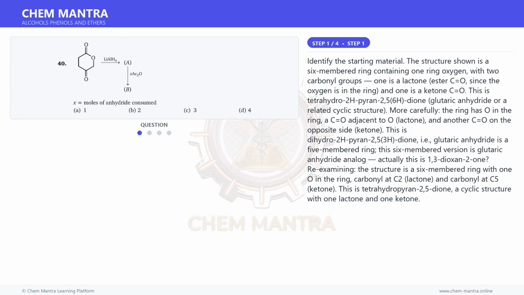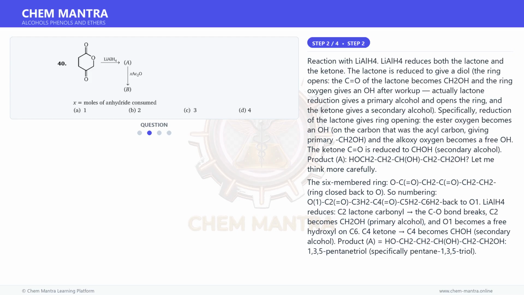This is dihydro-2H-pyran-2,5(3H)-dione. Glutaric anhydride is a 5-membered ring. This 6-membered version is a glutaric anhydride analog. Actually, this is 1,3-dioxan-2-one. Re-examining, the structure is a 6-membered ring with one O in the ring, carbonyl at C2, lactone, and carbonyl at C5, ketone. This is tetrahydropyran-2,5-dione, a cyclic structure with one lactone and one ketone. Moving on to the next step.